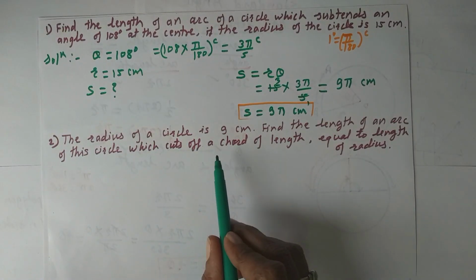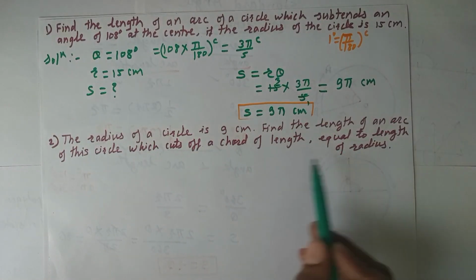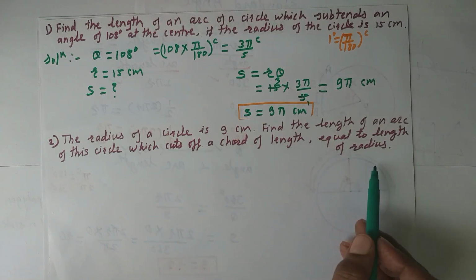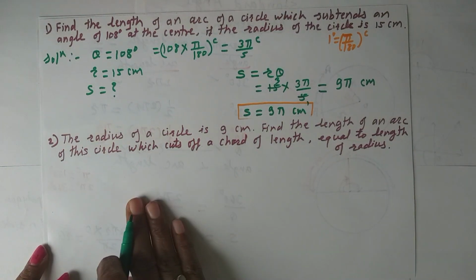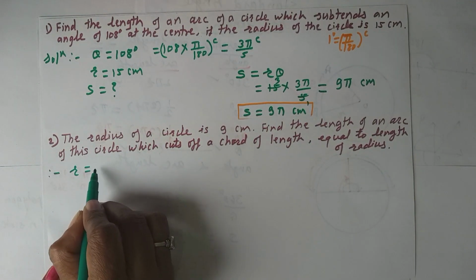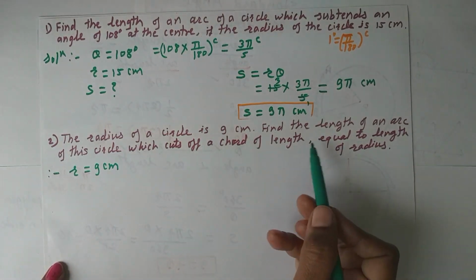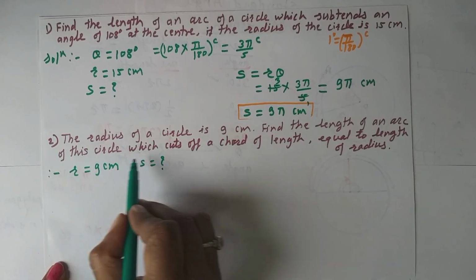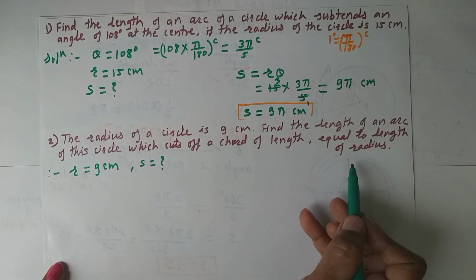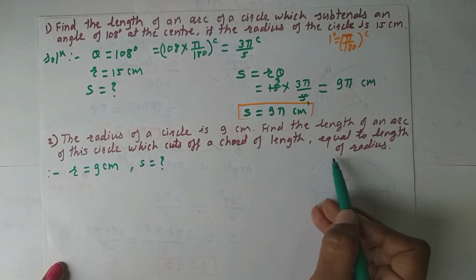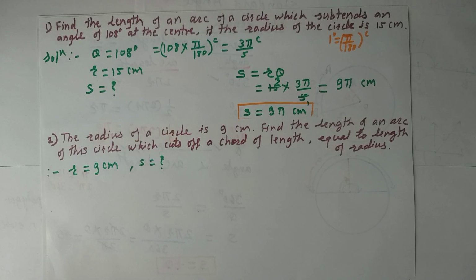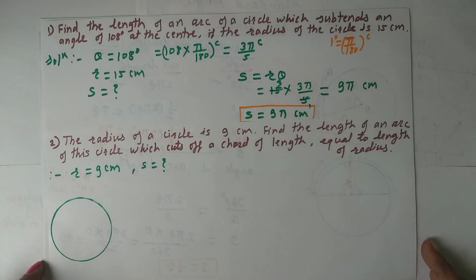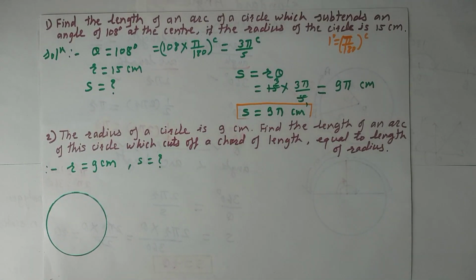The radius of circle is 9 centimeter. Find the length of an arc of this circle which cuts off a chord of length equal to length of radius. Read the problem carefully. What is given here? Radius is 9 centimeter. Find the length of an arc, means we have to find here S, which cuts off a chord of length equal to length of radius. Means from this information I have to find theta. Here you draw the circle first, because from this information I have to find theta.